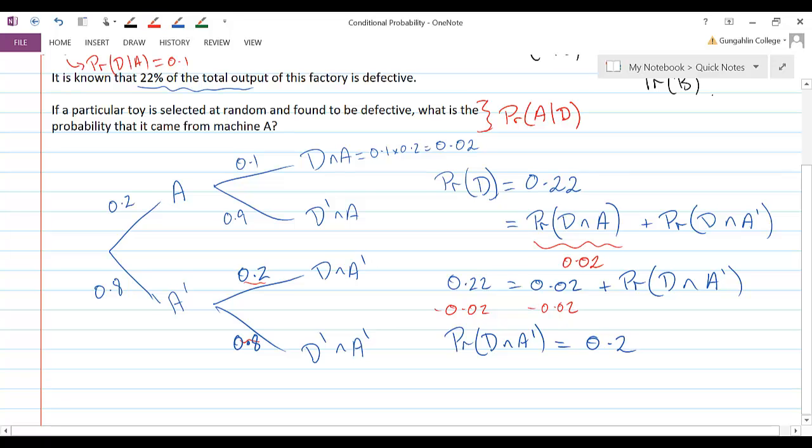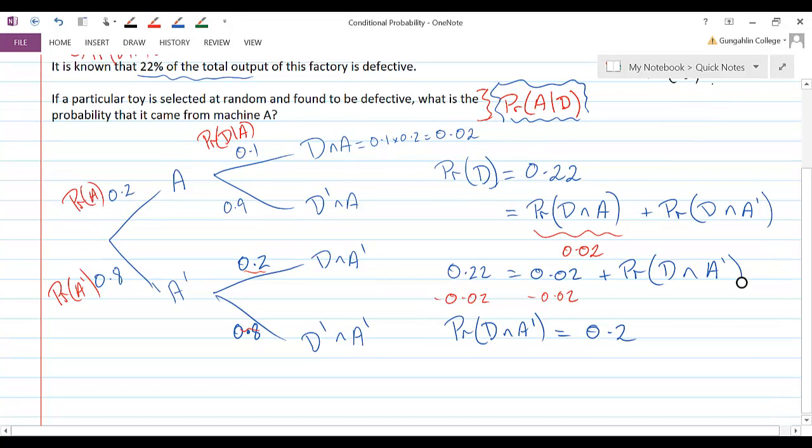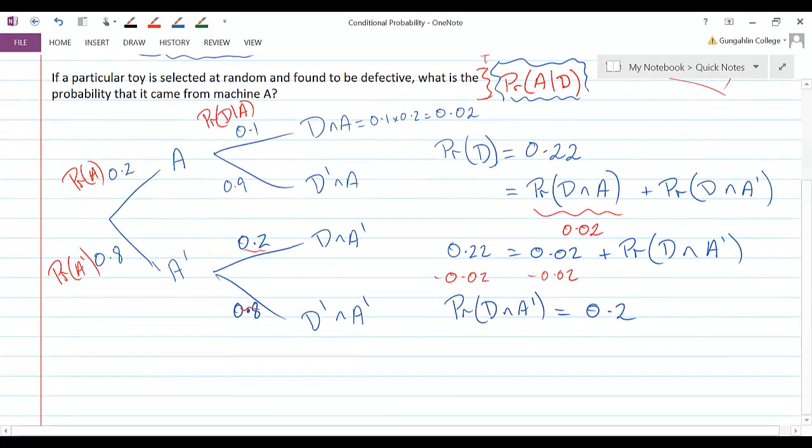Now notice this probability is not present anywhere on my probability tree. This represents the probability of A. This is the probability of not A. This represents the probability of being defective given A, not the probability of being from A given it's defective. These are different things, okay? Similarly, these ones represent other things. They don't represent this. To solve this, I need my conditional probability formula.